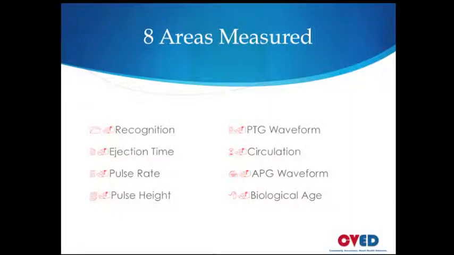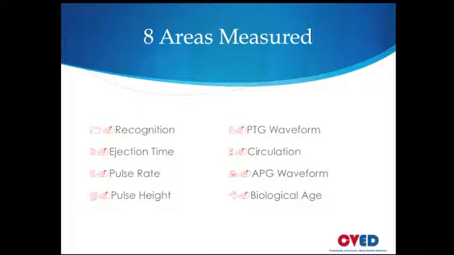We're looking at 8 areas in particular in measurement. We're measuring the electrical output of the heart, which is called recognition. We're also measuring ejection time, which looks at the speed of the opening and closing of the left ventricle valve. We look at the resting heart rate, your pulse rate, the pulse height, which is stroke volume, and the pressure volume with each heartbeat.